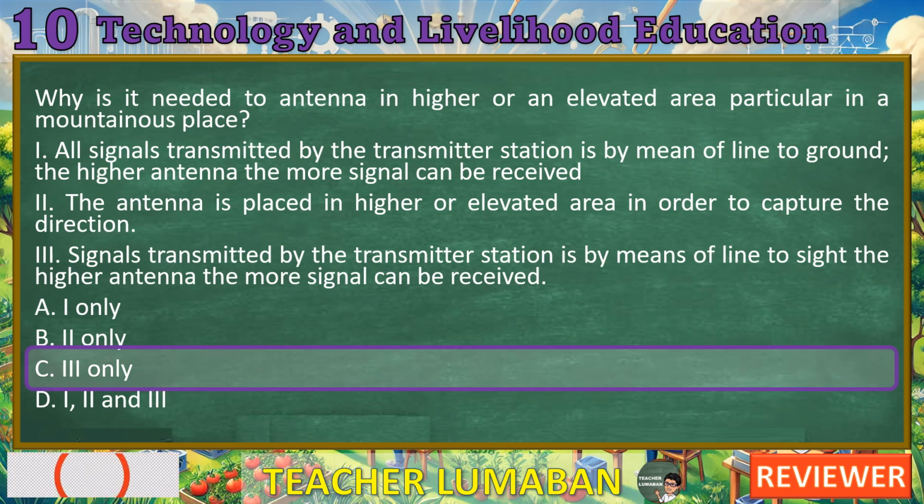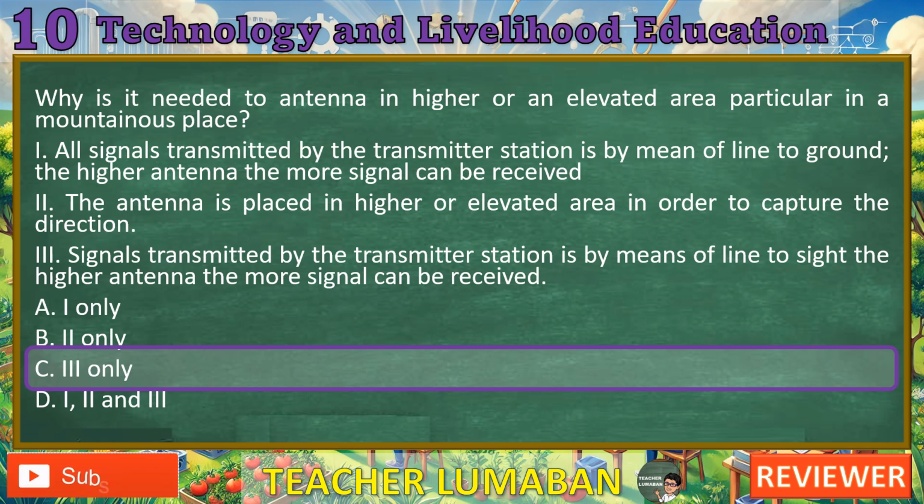Tatlo only. Explanation. One: All signals transmitted by the transmitter station are by means of line to ground. The higher the antenna, the more signal can be received. This statement is misleading. While some signals can travel as ground waves, especially AM, line of sight propagation, which is more significant for FM, is critical for signal reception at higher elevations.